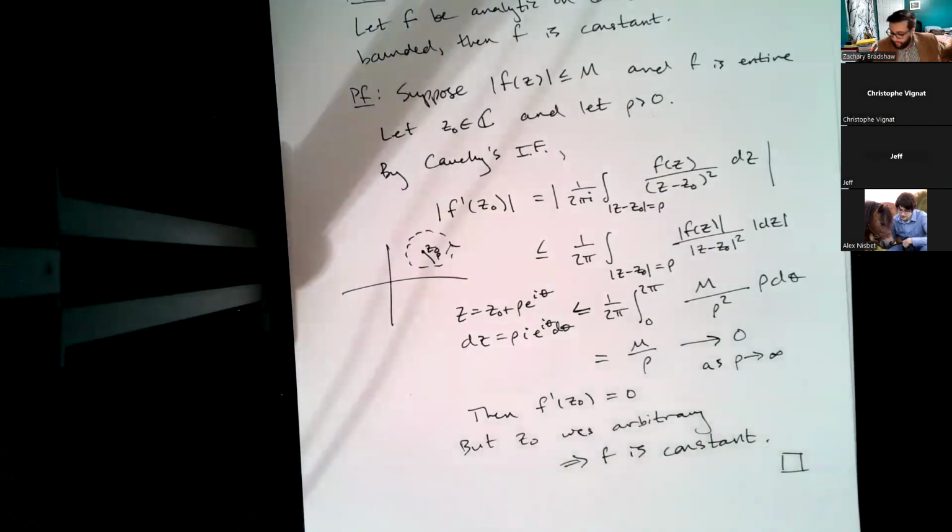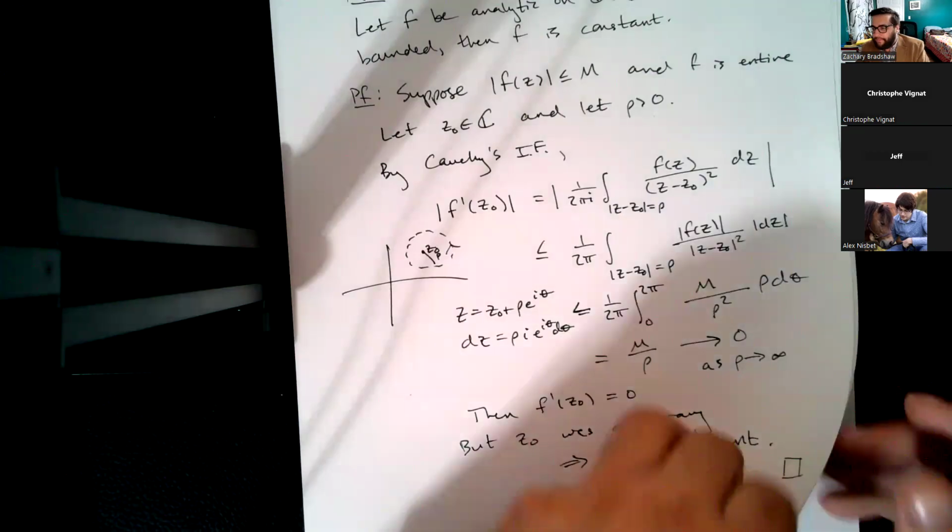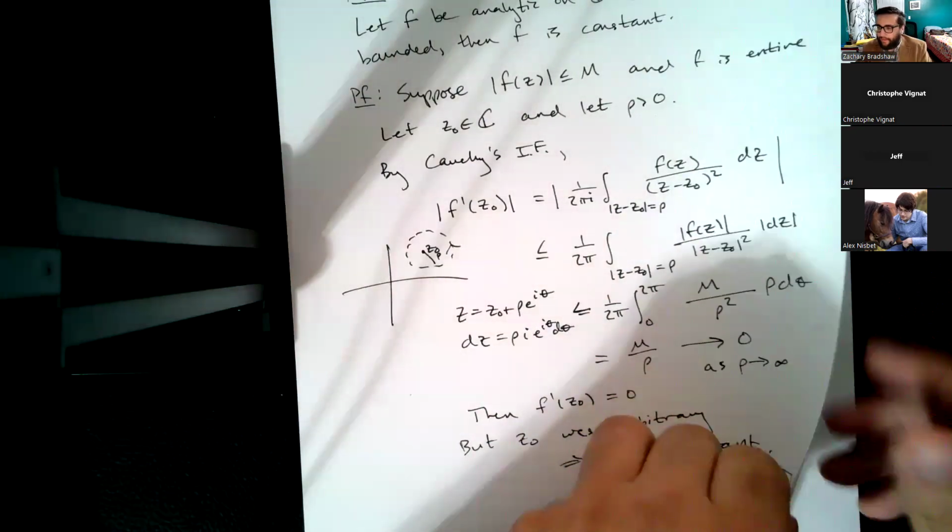So this condition of analyticity, especially on the entire complex plane, is very strong. If your function is bounded, then it's necessarily constant. I mean, it's just such a strong restriction. I don't know what else to say other than wow.